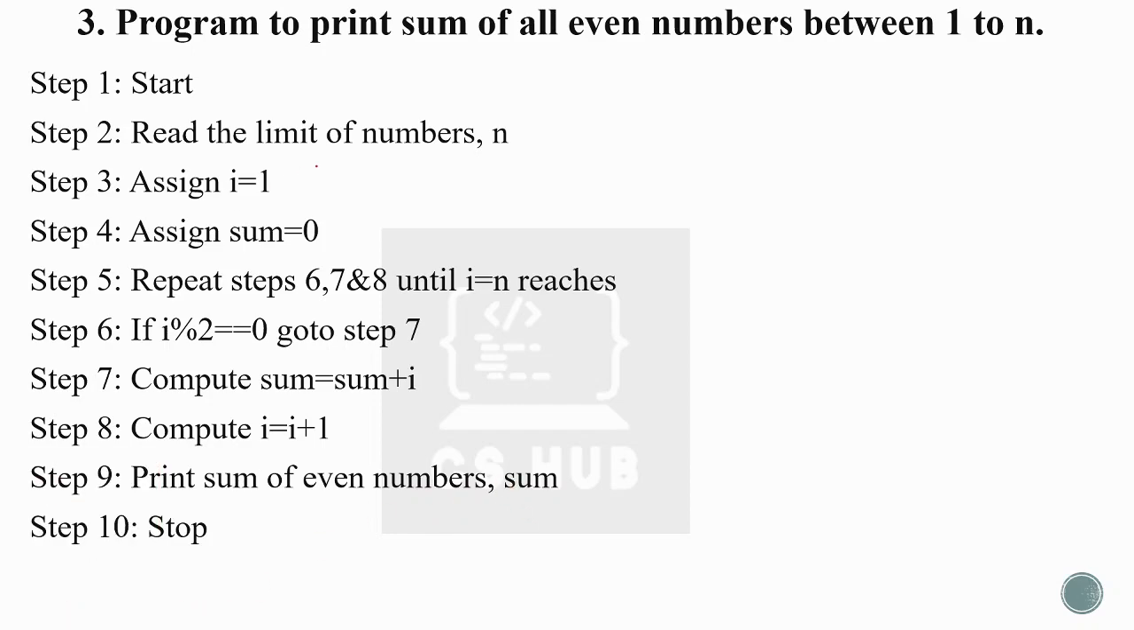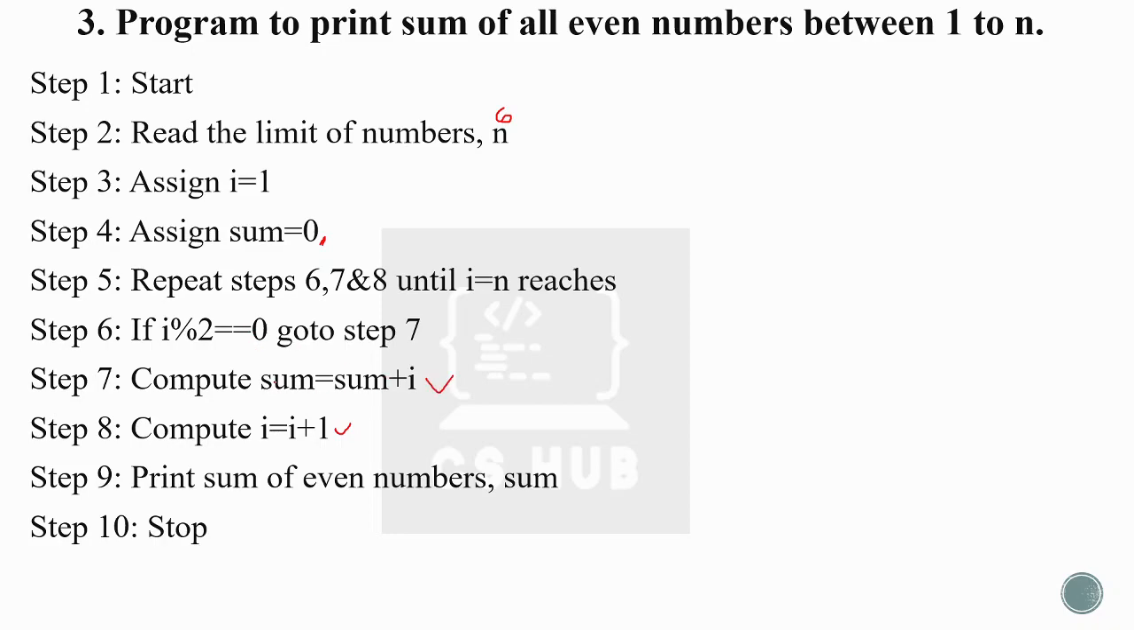Let's check with an example. Our previous example, consider the limit is 6. So we assign sum equal to 0 here. Then check whether I % 2 equal to 0. For I equal to 1, this is not true. So just increment I. So we get I equal to 2 and that is correct. 2 % 2 is equal to 0. So we go to step 6.